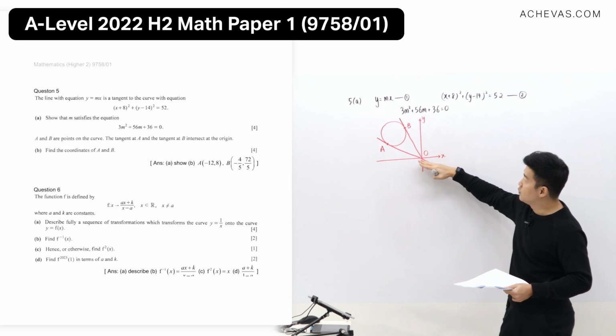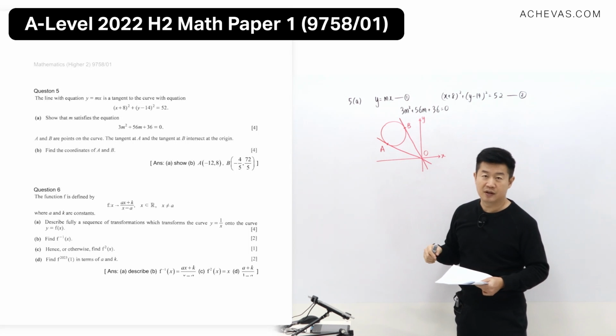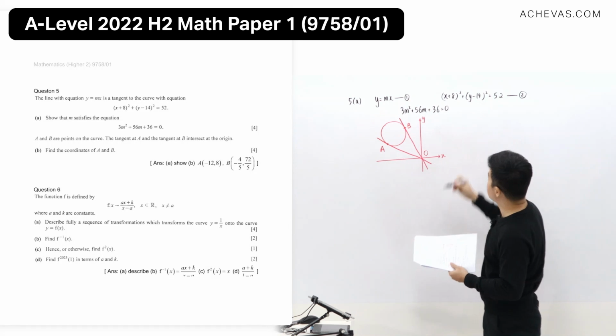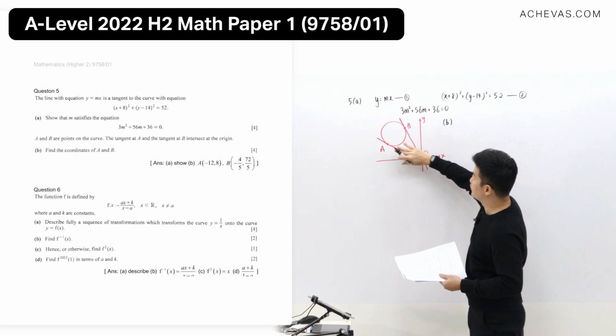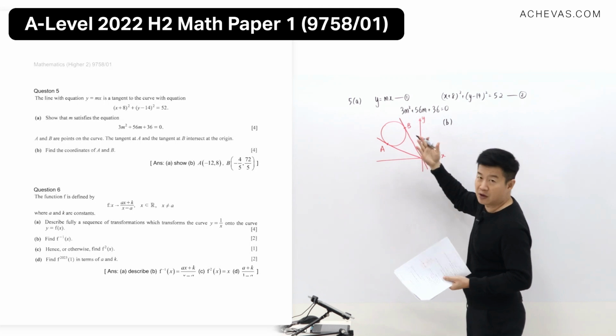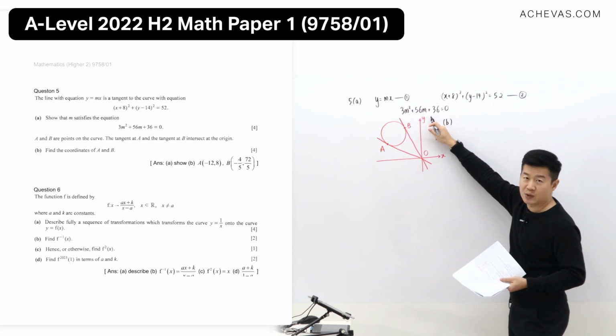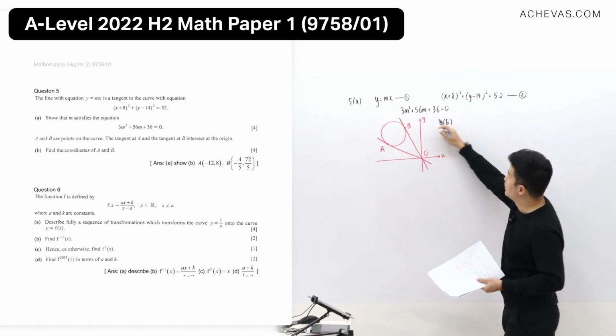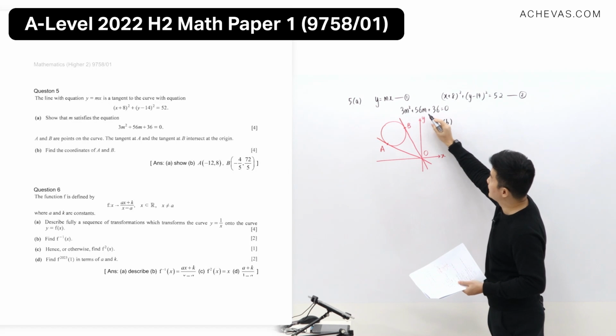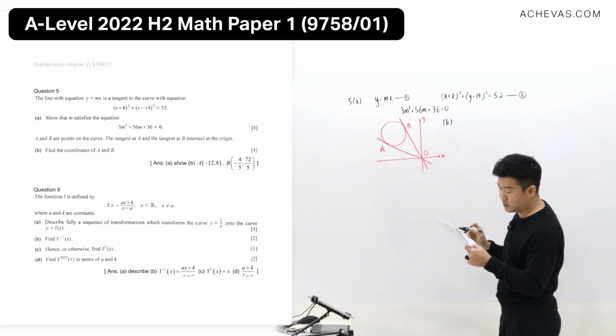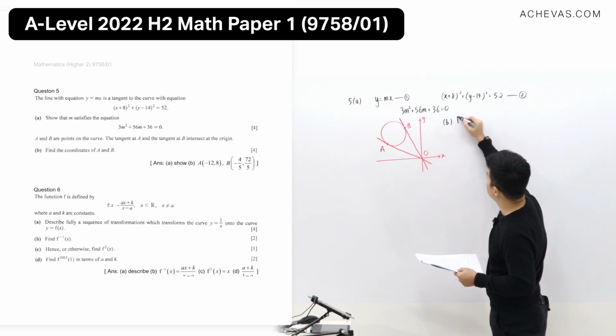Okay, then we will be able to try to find the coordinates of this point. So for part B, in order for us to find the equation of this tangent, and of course, we're also going to try to find the equation of this tangent, okay? We're going to solve the equation that we have previously, which is this 3m squared plus 56m plus 36, which we have shown from the previous part.